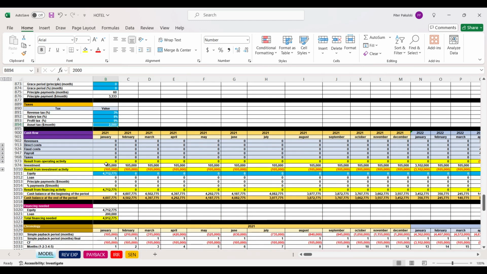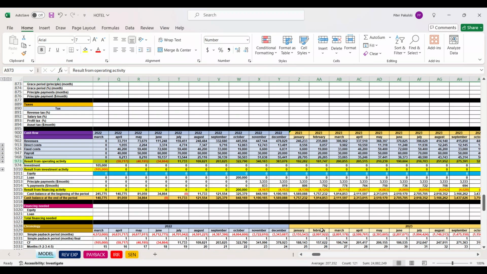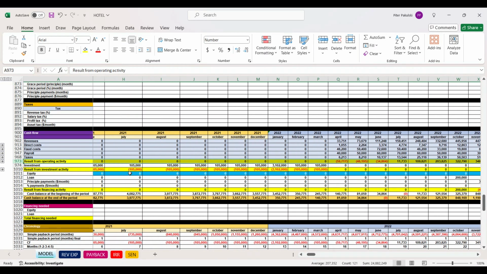Here, we can see the cash flow. We can press plus buttons to see all the details for the revenues, direct costs, fixed costs, payroll, taxes, investment plan. The result from operating activity will show us how much we earn without loan payment and investment plan expenses. The result from investment activity will show us what we are investing in, how much, and when.